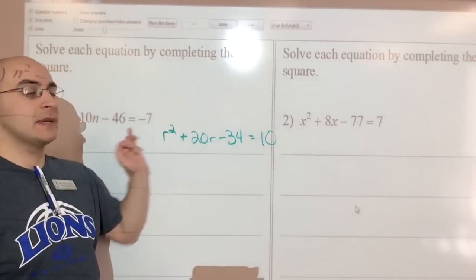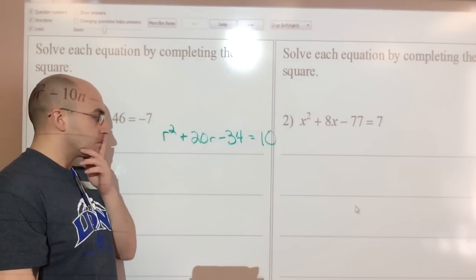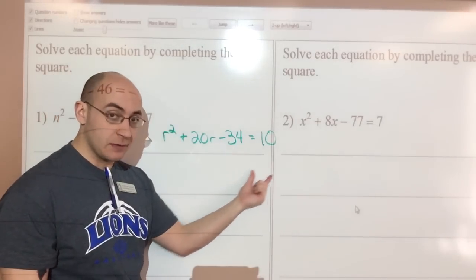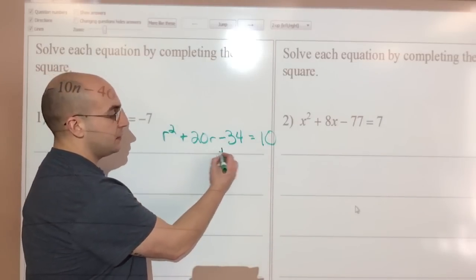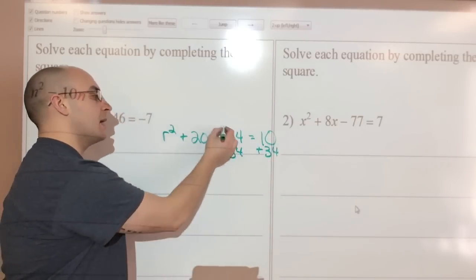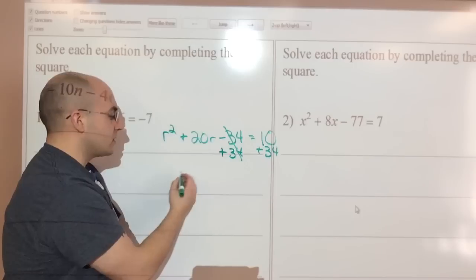So there are two that I'm going to have you try, but I want to work this one with you for now. Now, the first step I need to do is I've got to get rid of C. I've got to move it to the other side. So I'm going to add 34 to both sides. What's happening here is I'm eliminating this thing, and I'm going to leave a space here.